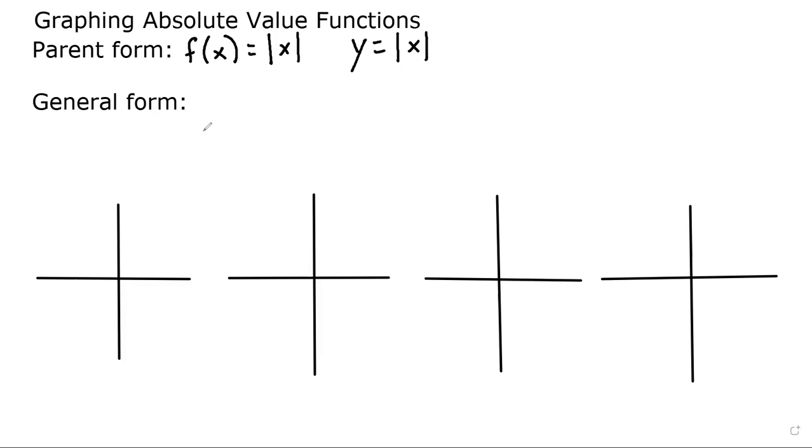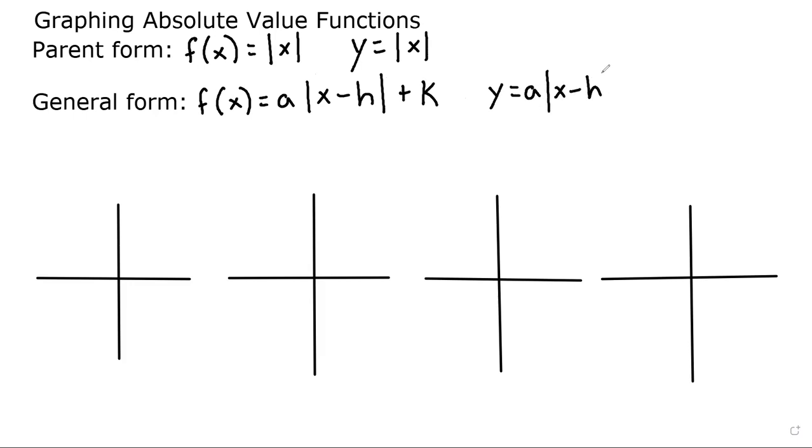The general form is the one that has like all the bells and whistles. So in this case, it's going to be f of x equals a, and then we got the absolute value of x minus h, and then plus k. You could also see this written as y equals, and it's the same thing. They just changed f of x to the letter y.